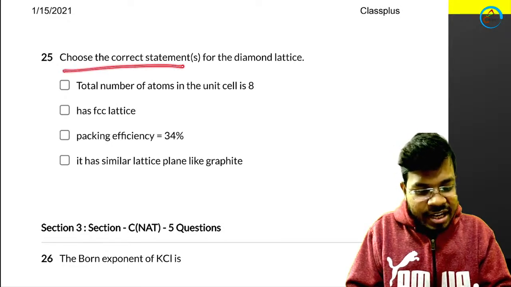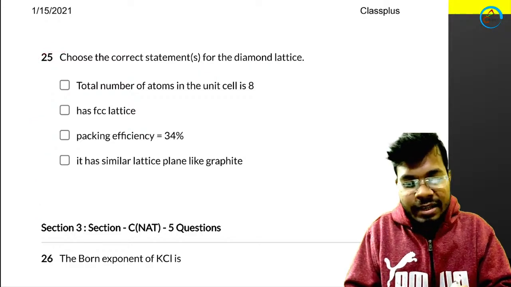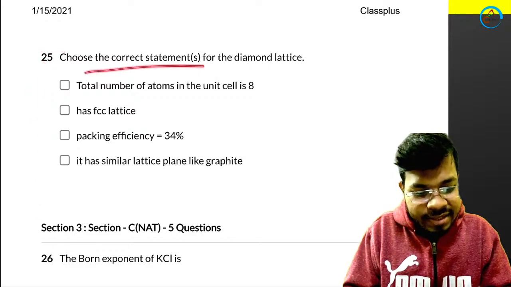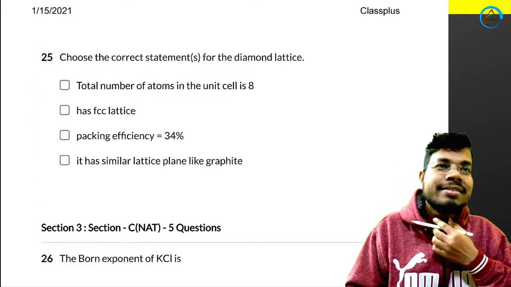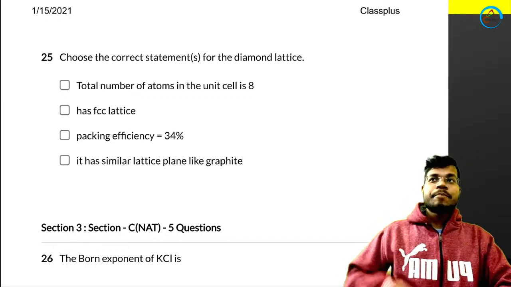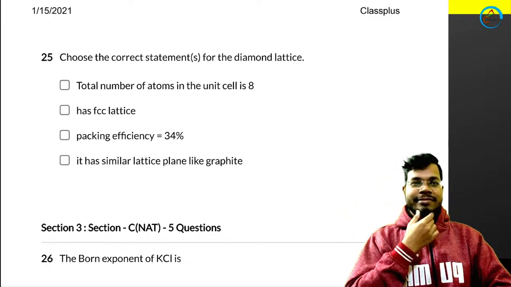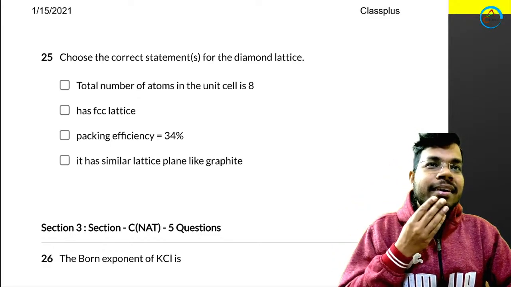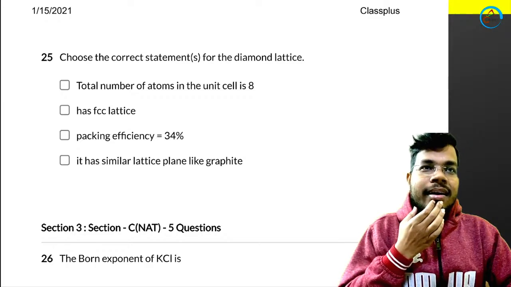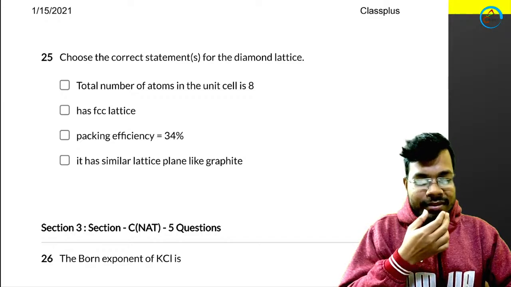Next, look at this. Choose the correct statement for the diamond lattice. Can anybody tell me the correct answer for the diamond lattice? AC. Anybody?